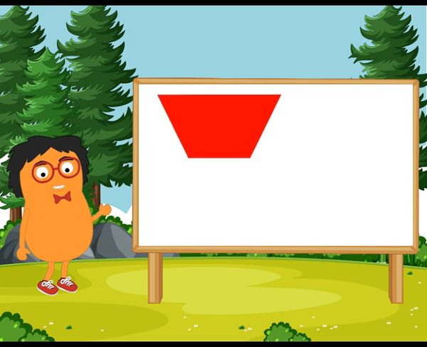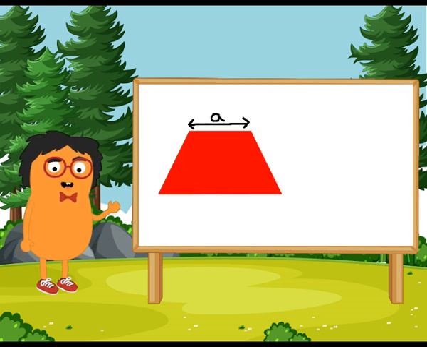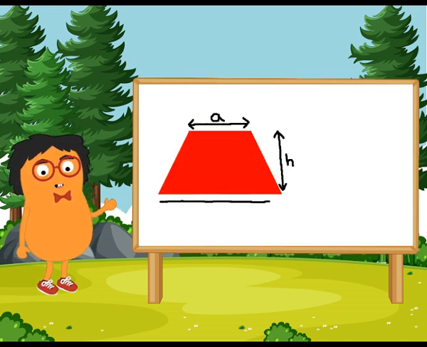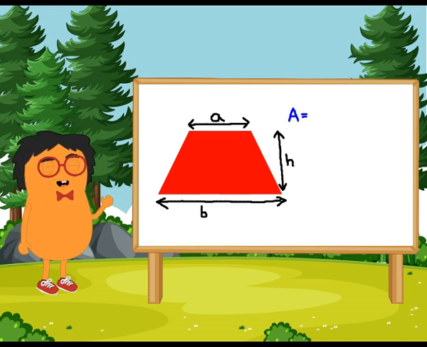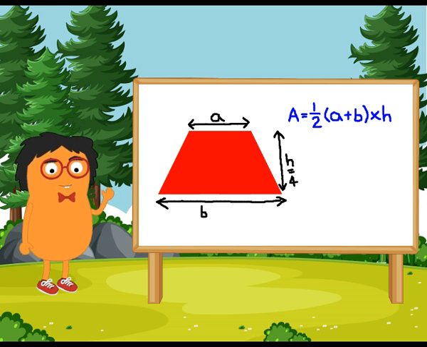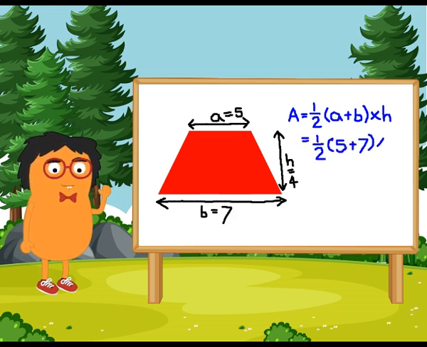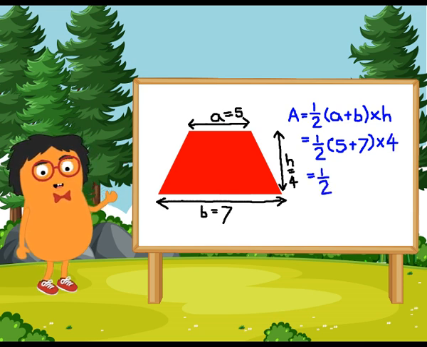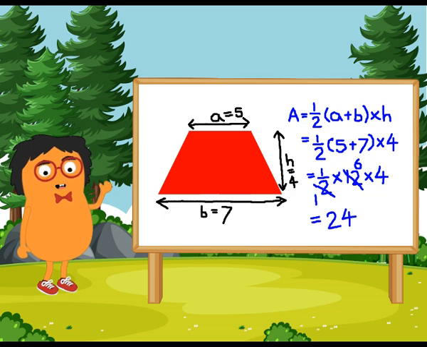Now, let's look at the trapezium, also known as a trapezoid in some regions. To find its area, add the lengths of the two parallel sides, divide by 2, and then multiply by the height. For instance, if the parallel sides are 7 units and 5 units, and the height is 4 units, the area would be half of 7 plus 5 times 4, which equals 24 square units.